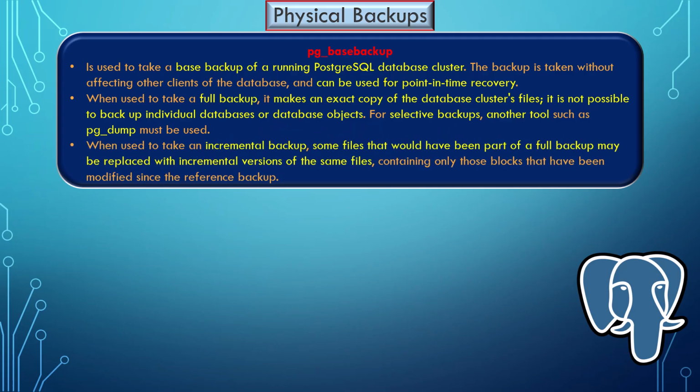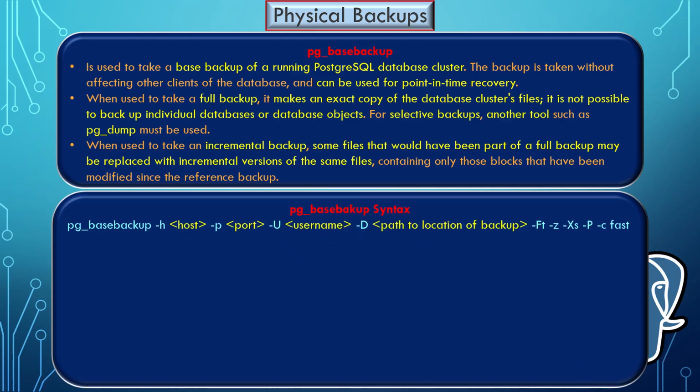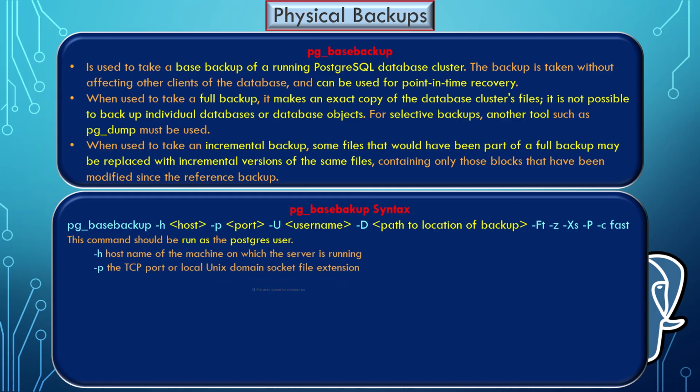When used to take an incremental backup, some files that would have been part of a full backup may be replaced with incremental versions of the same files, containing only those blocks that have been modified since the reference backup. Below is the syntax of pg_basebackup. This command should be run as the Postgres user. The following is a list of the command line options that are available.